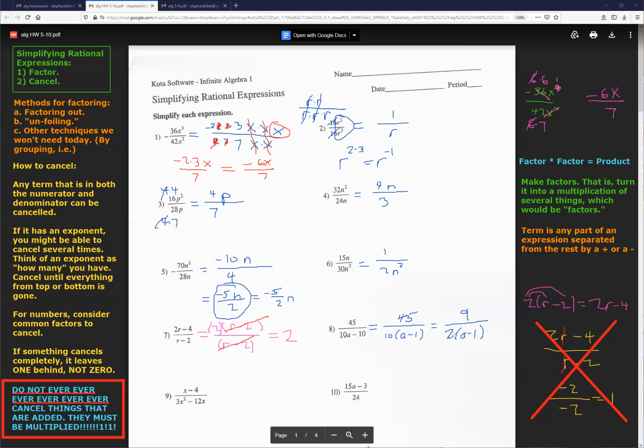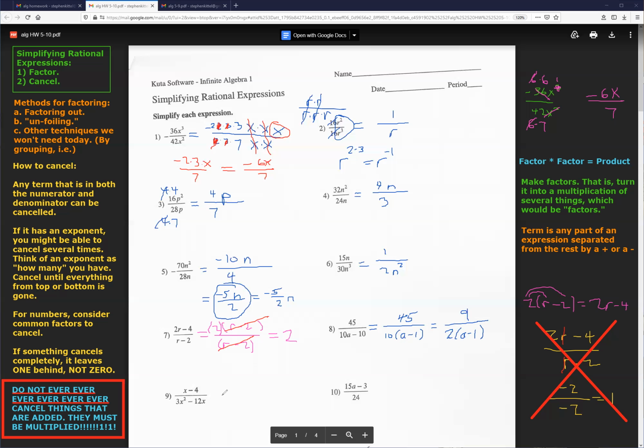Now, depending on your teacher, either you will leave this as 2 times a minus 1, or you will distribute it back out to 2a minus 2. I personally prefer leaving it factored, so I am going to do that. But if your teacher is particular and wants it redistributed, then multiply it back out. That's usually pretty uncommon, though. So I'm going to leave it like this.